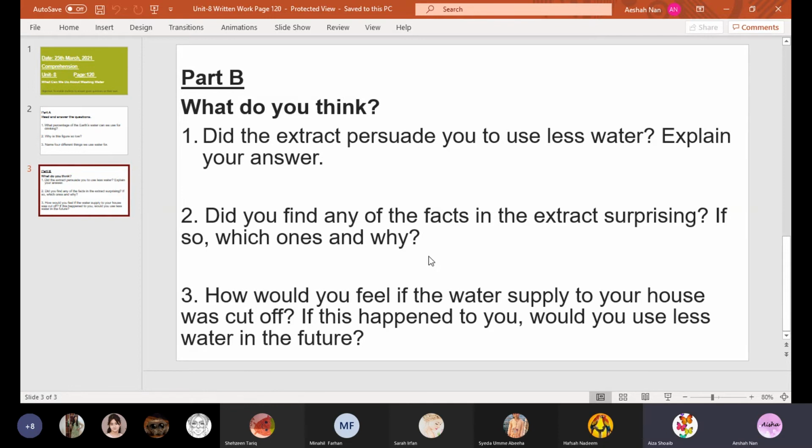Teacher, do you have the answer key? No, dear. This is the comprehension work. Each person uses 140 liters of water a day is a surprising fact, full stop. I thought it would be less.